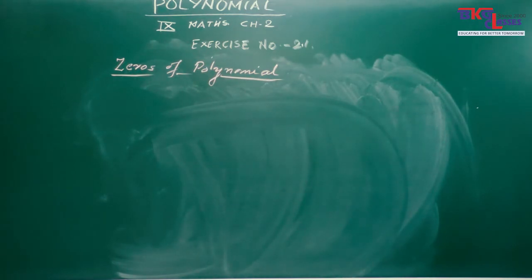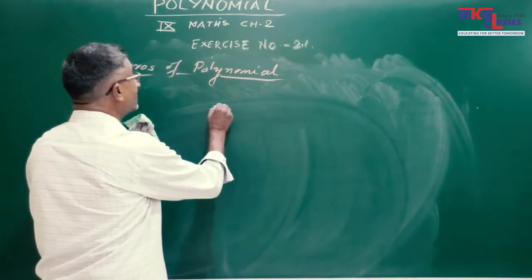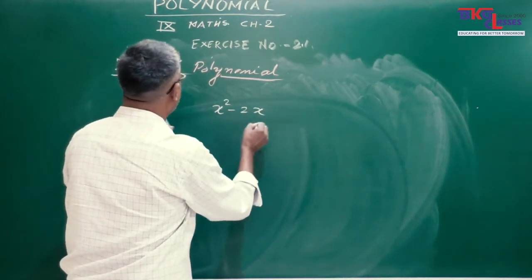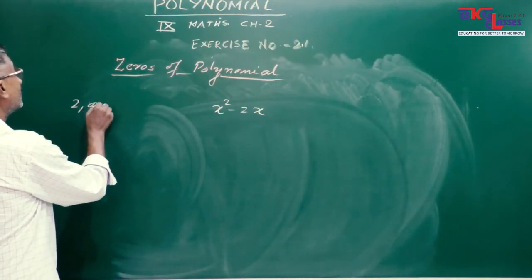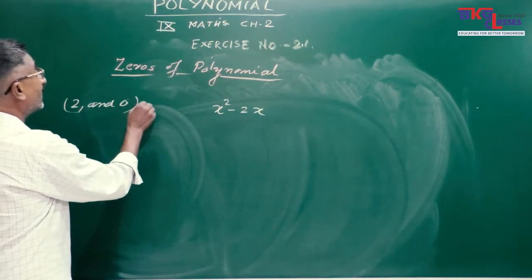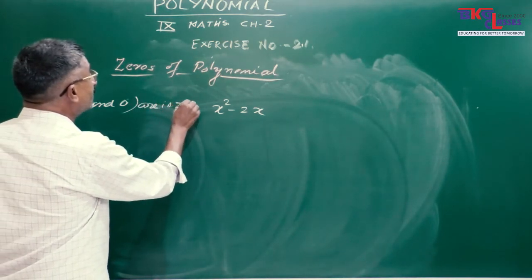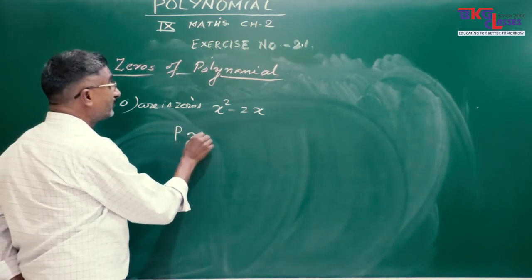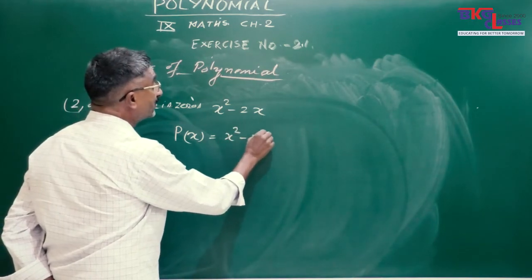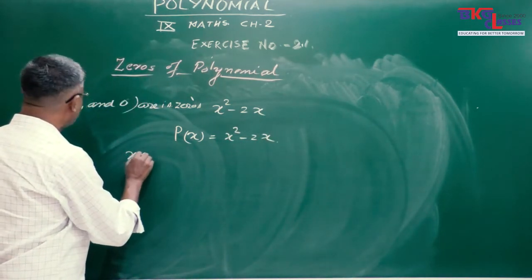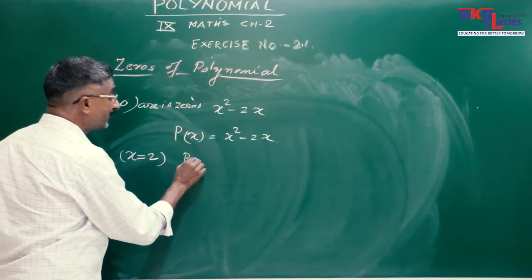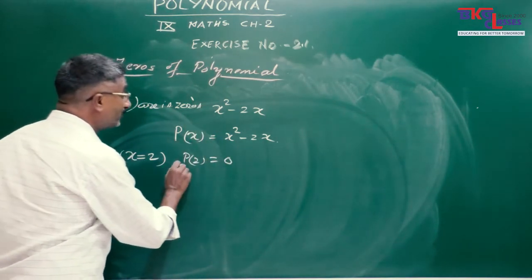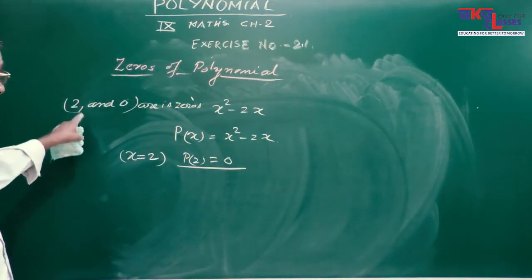Now list the observation. Okay. Example number 5. Verify whether 2 and 0 are the zeros of the polynomial x square minus 2x. We have to verify whether 2 and 0 are the zeros. If they are zeros, then this value must be equal to 0, that is, x square minus 2x. Means if you substitute x is equal to 2, you must get p of 2 must be equal to 0.